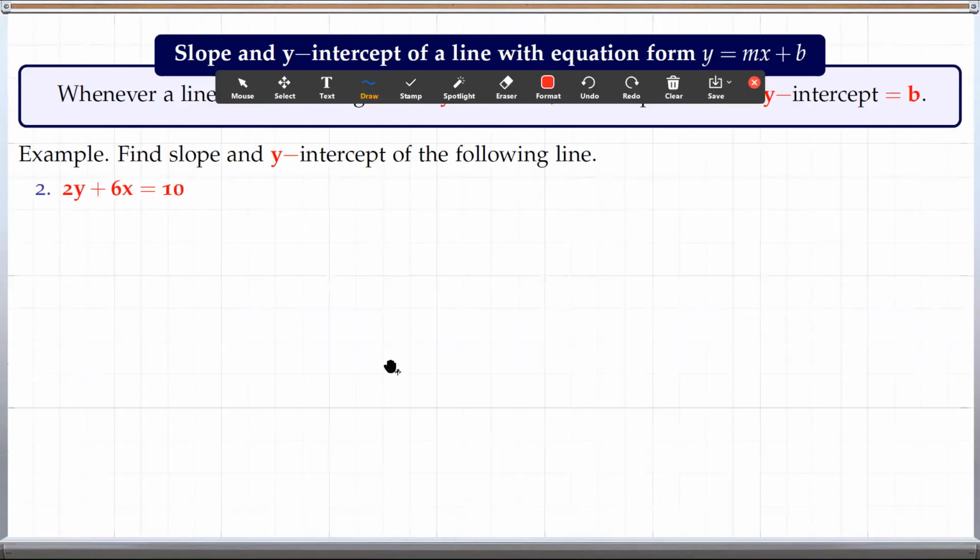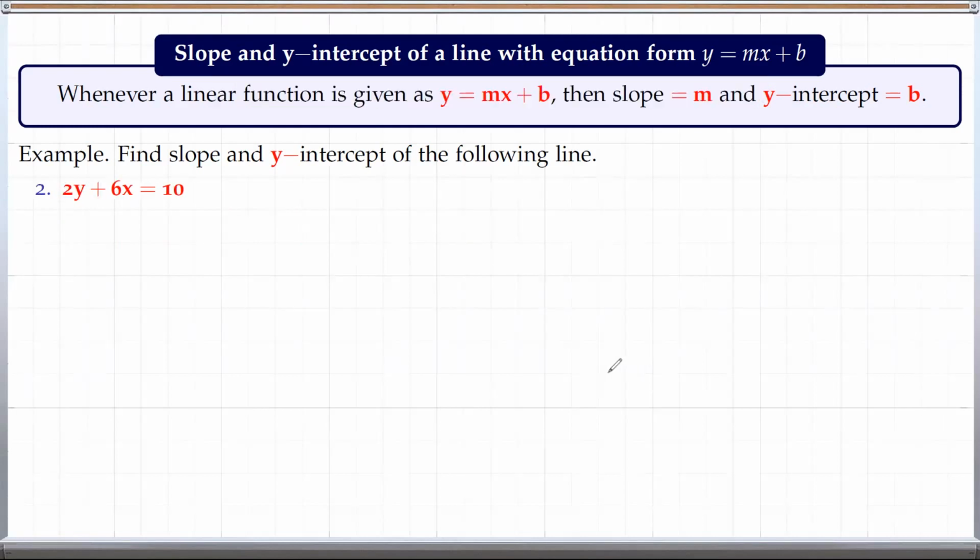Here we have 2y plus 6x equals 10. To find slope and y-intercept right away, using the format, we need to first write this equation in this format, y equals mx plus b. That means we need to isolate y on one side. So let's do that quickly. We can simply subtract 6x from both sides. So that will give us 2y equals negative 6x plus 10. It's still not in this format. We need y by itself.